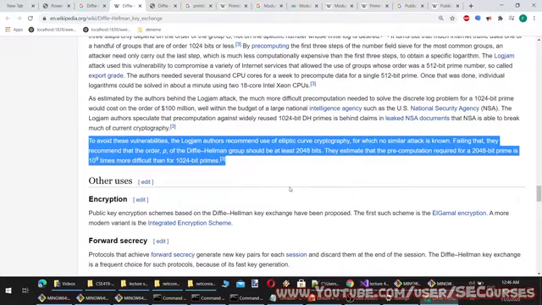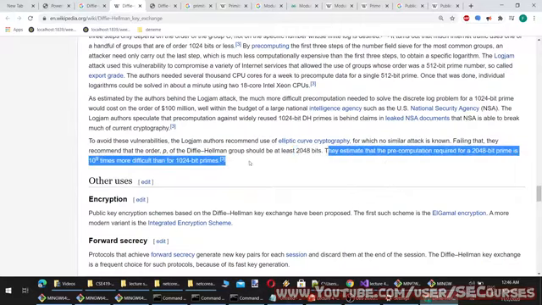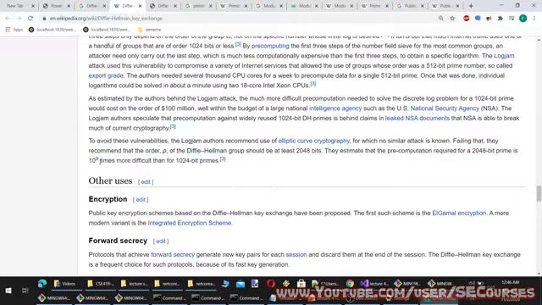To avoid these vulnerabilities, the logjam authors recommend use of elliptic curve cryptography, for which no similar attack is known. Failing that, they recommend that the order, p, of the Diffie-Hellman group should be at least 2048 bits. They estimate that the precomputation required for a 2048-bit prime is 10^9 times more difficult than for 1024-bit primes. Imagine that it will take millions of billions of years.